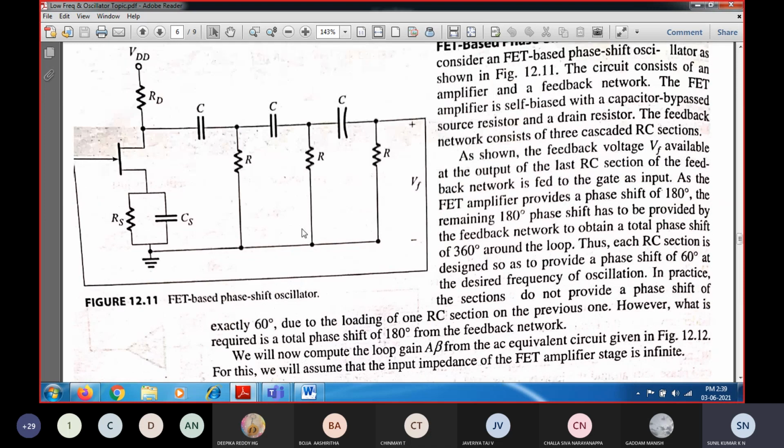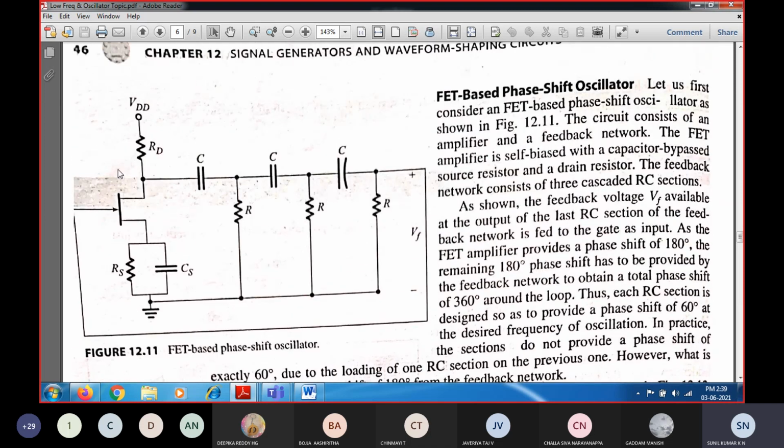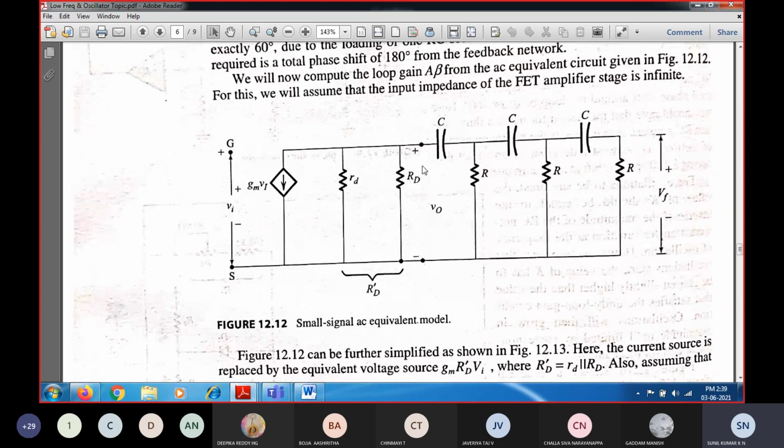For that, we need to first reduce the circuit to its corresponding AC equivalent circuit. This is our AC equivalent circuit, followed by the RC phase shift network. Here the input voltage is applied between the gate and source, denoted as Vi, and it controls the output current between the drain and source. So you have a controlled current source, a voltage controlling the current, given by gm times Vi.